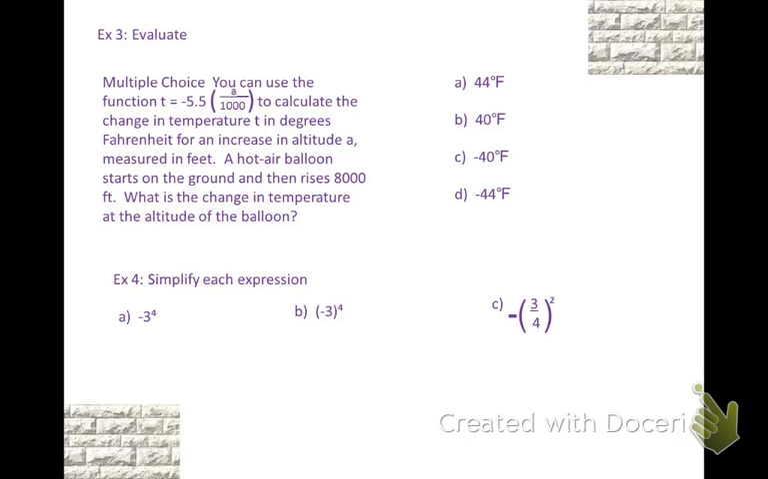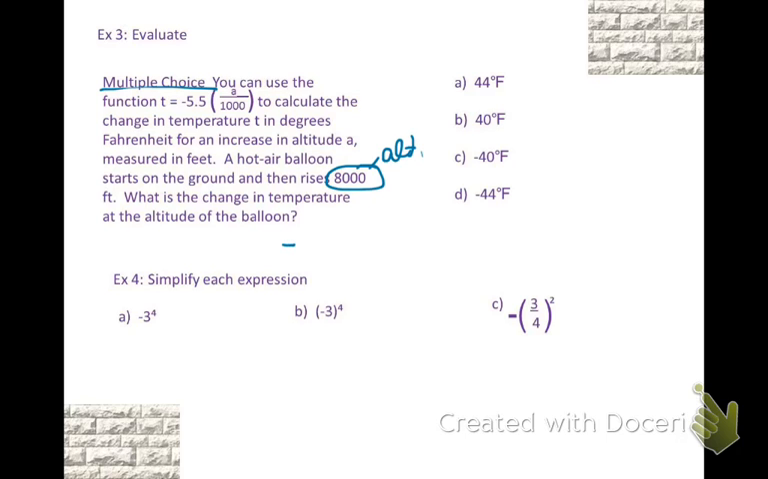Example 3. It says right here, multiple choice. So we're going to have a multiple choice. It says you can use the function T, or temperature, equals -5.5 times A, which is altitude, over 1,000 to calculate the change in temperature, T, in degrees Fahrenheit for an increase in altitude, A, measured in feet. A hot air balloon starts at the ground and then rises 8,000 feet. This would be considered my altitude. How far I went up.